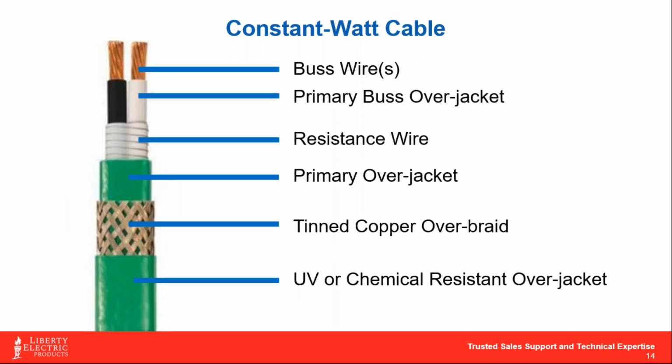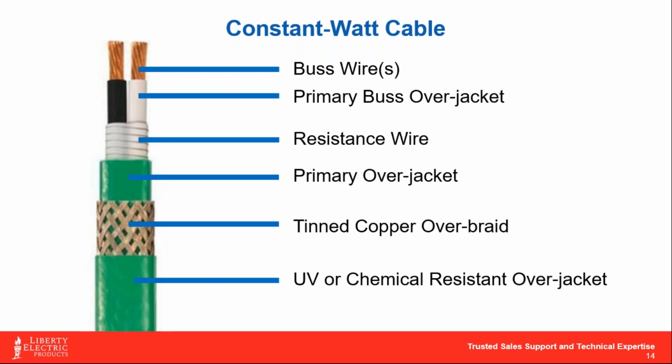All right, so taking a look at the anatomy of this particular cable, again, you've got two 16 gauge bus wires, your primary over jackets over the buses. What makes this one a little bit different is you can see that resistance wire there. Now, that resistance wire is typically a 37 gauge nichrome wire, which I personally think is a little bit fascinating that you can pump 480 volt through a 37 gauge wire and that thing will last you 15 to 20 years.